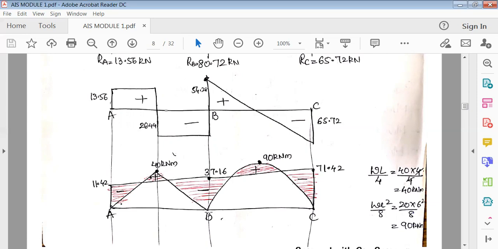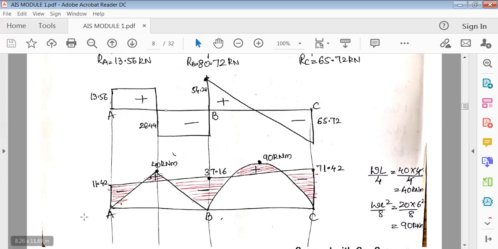Next, from B we know that again this is a simply supported beam with a UDL. So for the UDL, the free bending moment is WL square by 8. W we already know, so 20 into 6 square divided by 8. So it is 90 kilonewton meter. Mark this point in such a way that it is slightly higher than 40. Then draw the parabola.